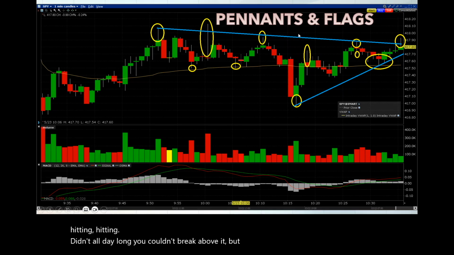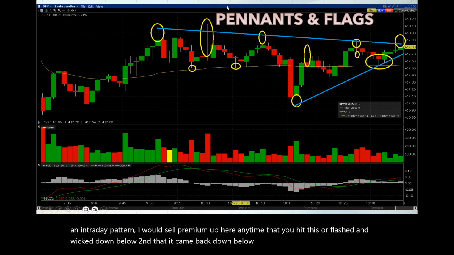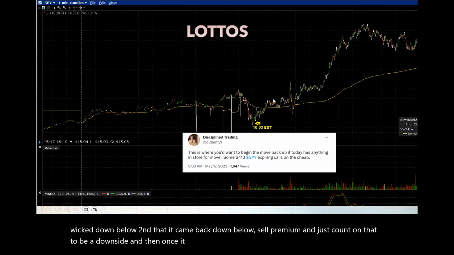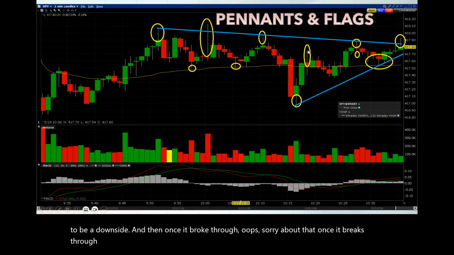So if you drew these trend lines on an intraday pattern, I would sell premium up here. Anytime that you hit this or flashed a wick down below, the second that it came back down below, sell premium and just count on that to be a downside. And then once it broke through, sorry about that. Once it breaks through, it came back and recaptured, wicked back down, and it just never could do anything.